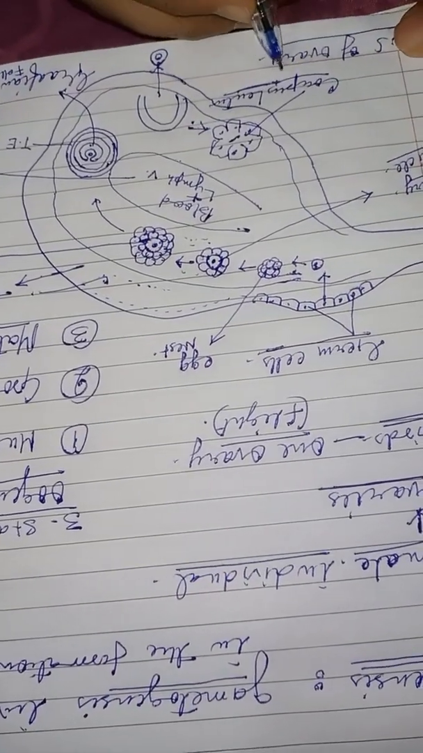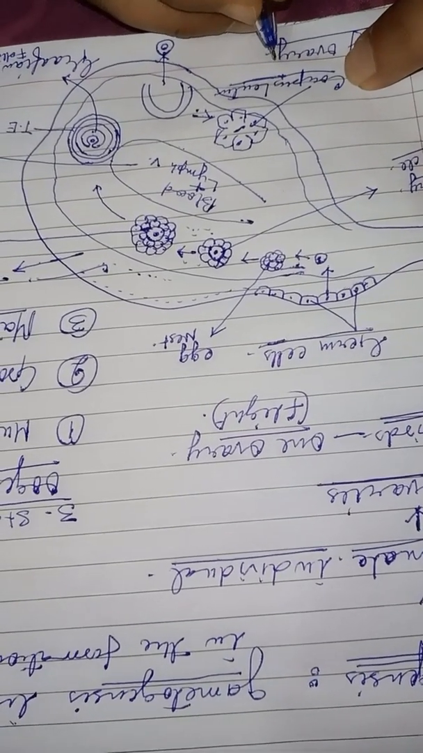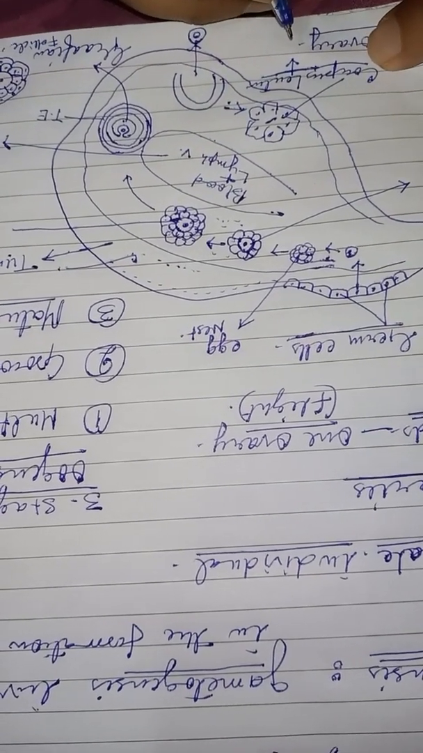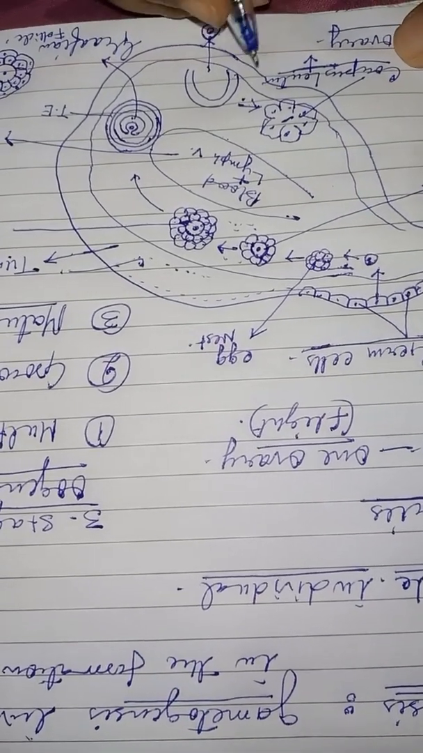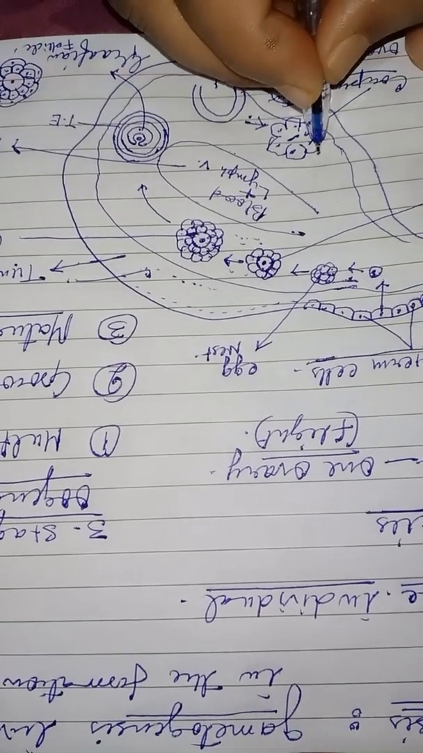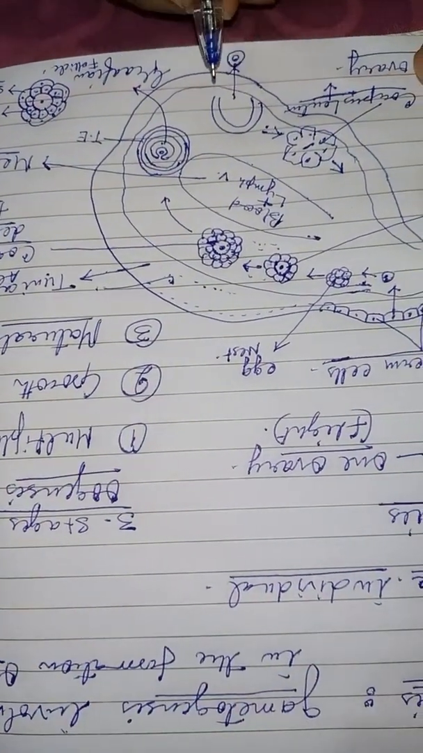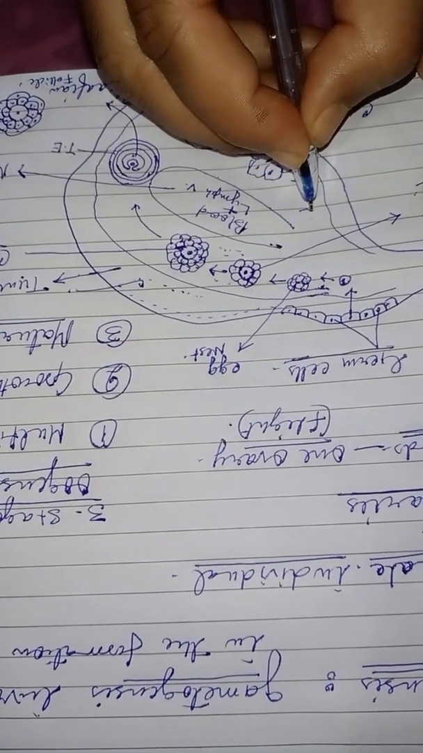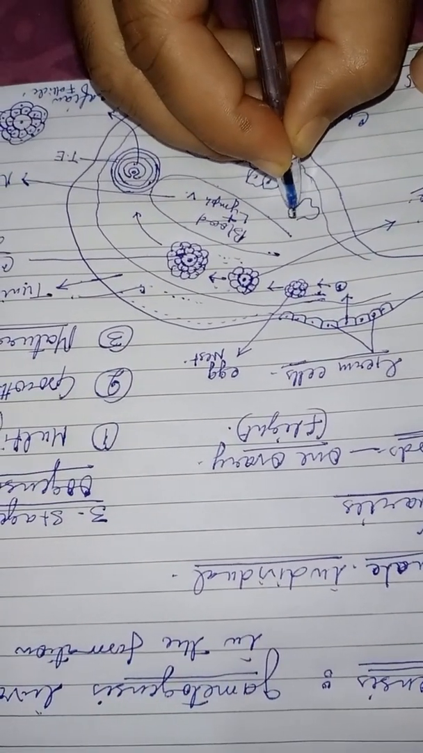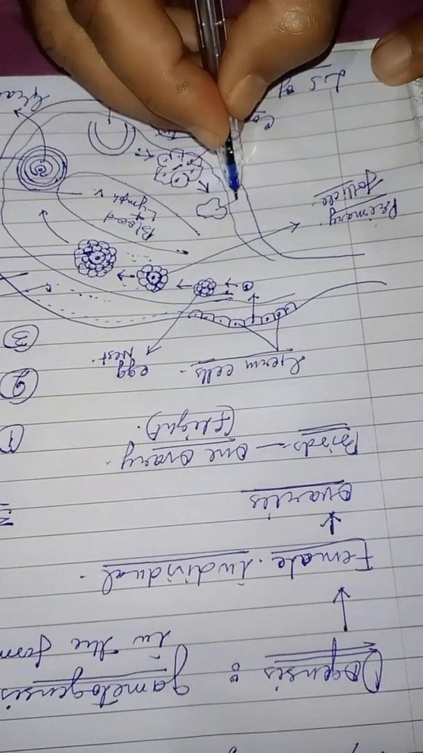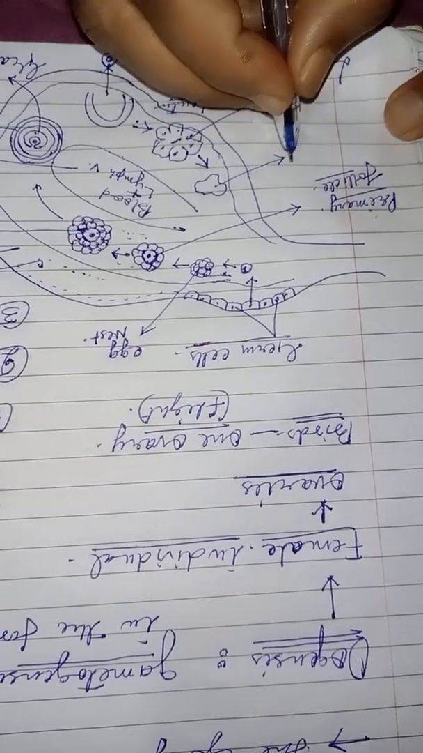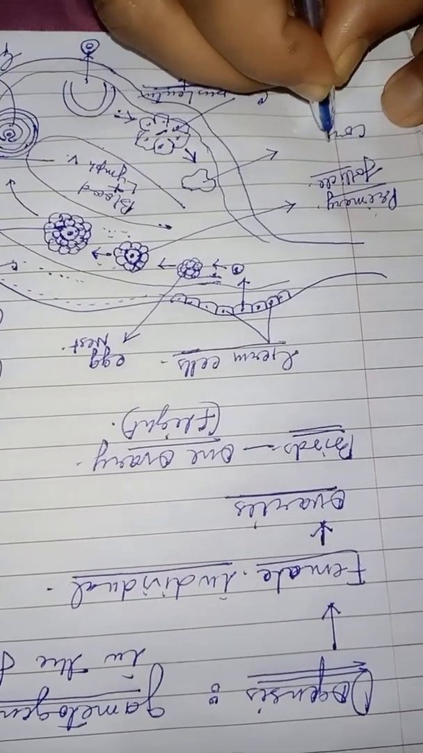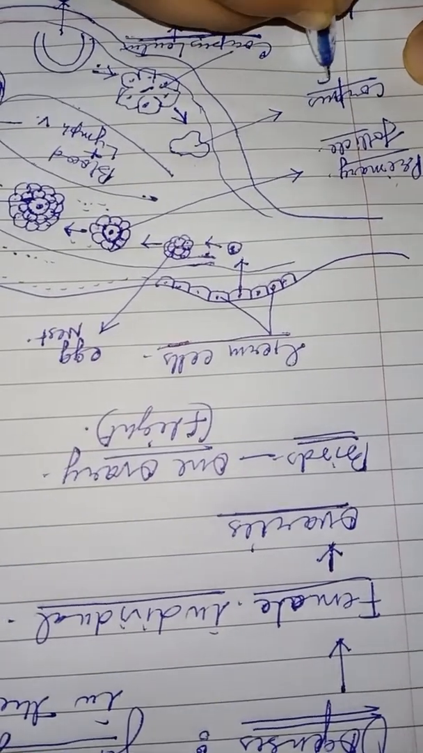Another point: the corpus luteum forms the endocrine part, as it secretes progesterone, the pregnancy hormone. And if fertilization does not take place, or the egg fails to fertilize, then the corpus luteum degenerates, and a simple white scar in the cortex of the ovary is left. This white scar, left as the result of degeneration of the corpus luteum, is called corpus albicans.